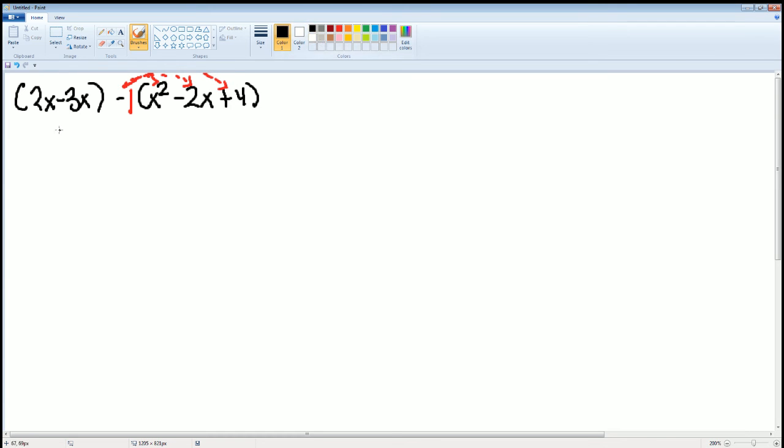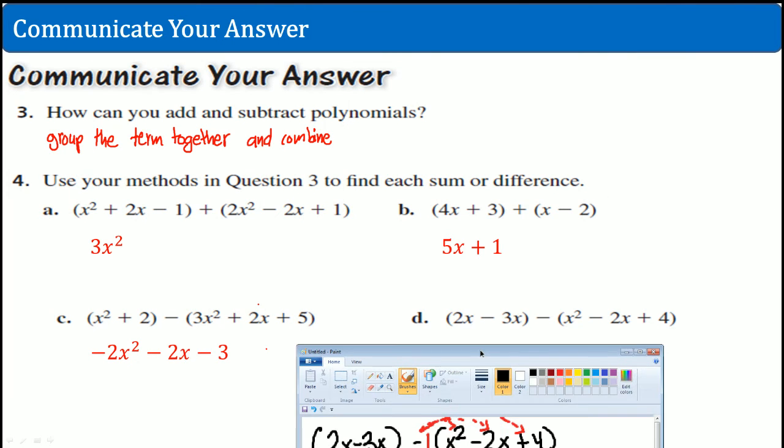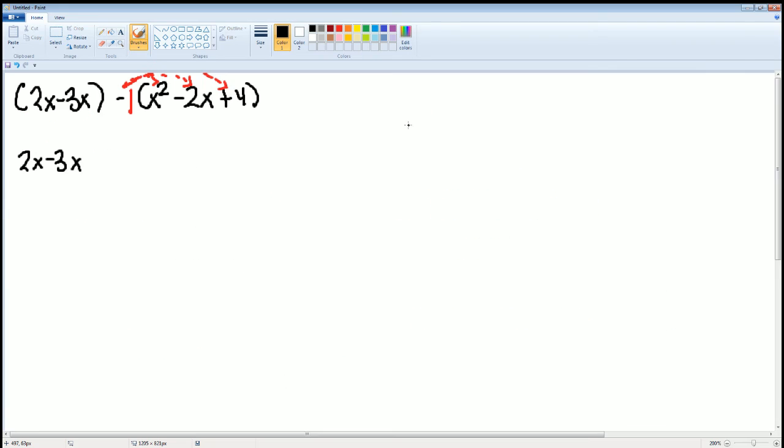All right. So here you have your 2x minus 3x. Did I write this right? Yeah, 2x minus 3x. Okay, that's interesting. Then we have a negative 1 times x squared, so it's a negative x squared. Then you have a -1 times -2x. So that's a positive 2x. Then -1 times 4. That becomes a negative 4. All right. So now we can start combining some terms.